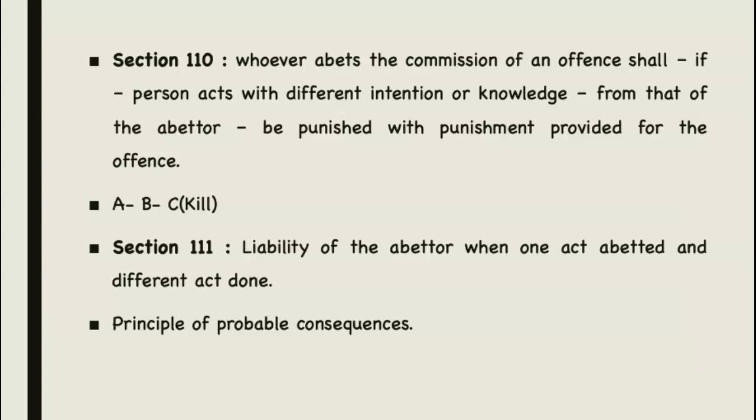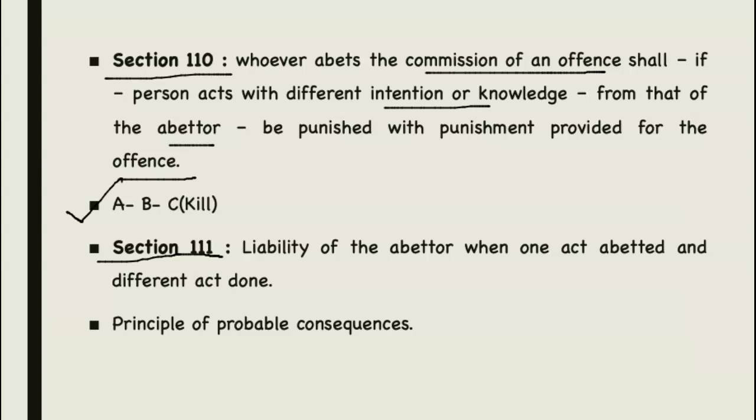Now the next sections that we'll be understanding are sections 110 and 111. Section 110 basically talks about punishment of the abetment if the person abetted does the act with a different intention from that of the abettor. Let's read the section. Section states, whoever abets the commission of an offense shall, if the person abetted does the act with a different intention or knowledge from that of the abettor, be punished with the punishment provided for the offense which would have been committed if the act had been done with the intention or knowledge of the abettor and with no other. Let's understand with a very simple example.